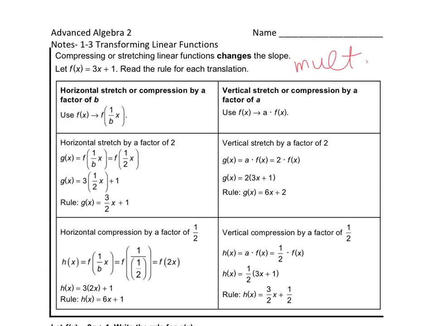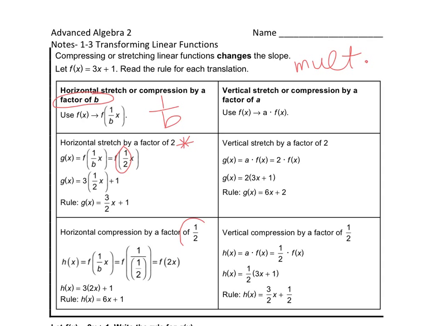When we were doing translations, we were going to add or subtract. So on a horizontal stretch or compression, notice here it says a factor of b. Look at how we're not multiplying by b. We are multiplying by the reciprocal, 1 over the factor. So if we look at our next example, if we're going to multiply by a factor of 2, notice I'm multiplying by 1/2 because you have to do the reciprocal. I'm not just going to multiply by 2, I'm going to multiply by 1/2.